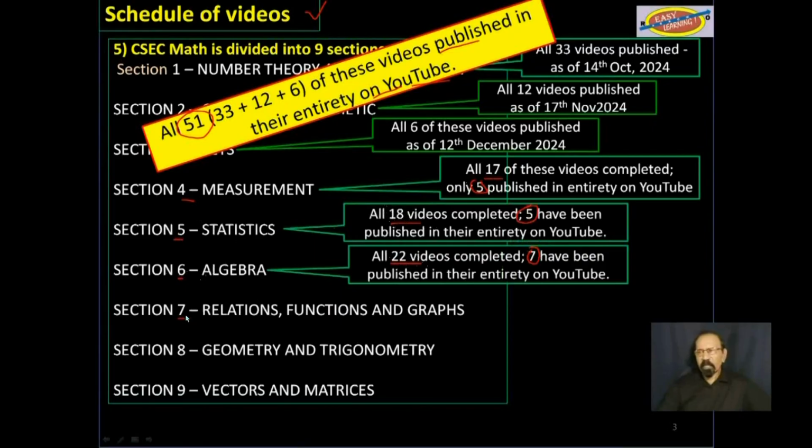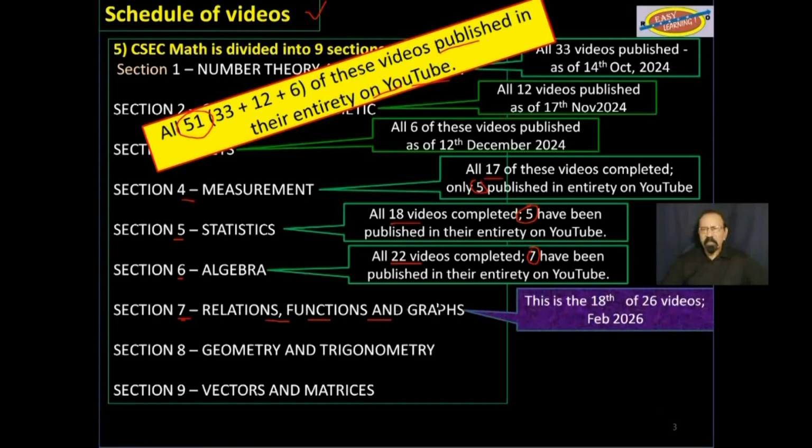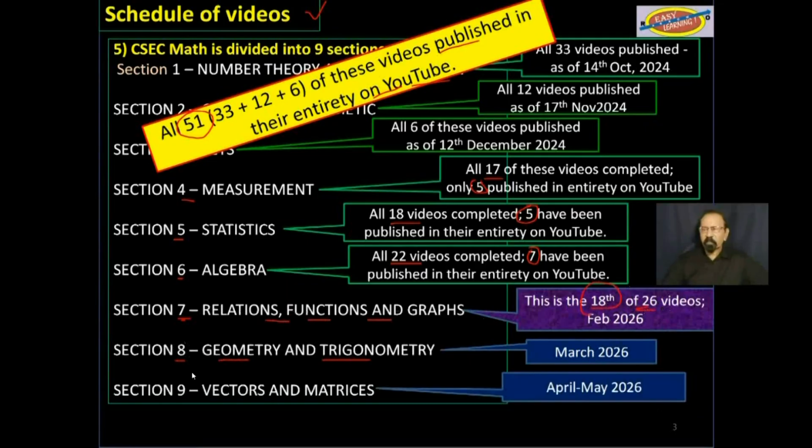We are now at section 7, relations, functions, and graphs. This is the 18th of 26 videos. After that, of course, we have to consider section 8, geometry and trigonometry, and then finally section 9, vectors and matrices, and hopefully by April, May 2026, this should all be finished.